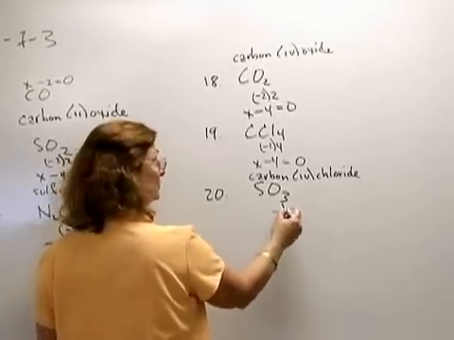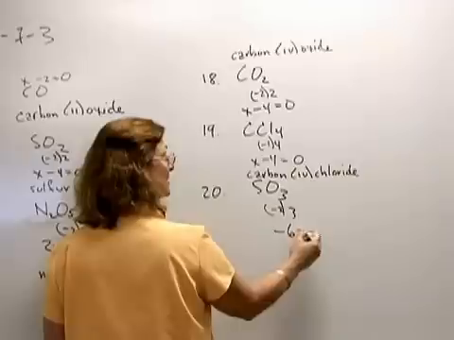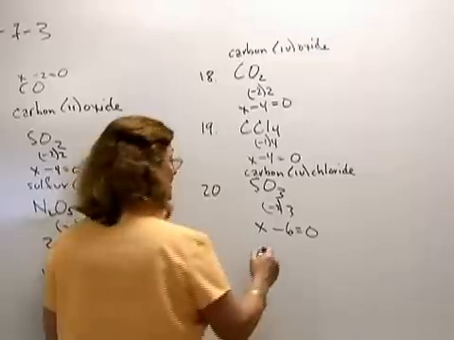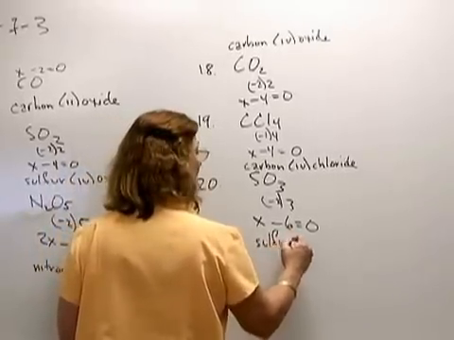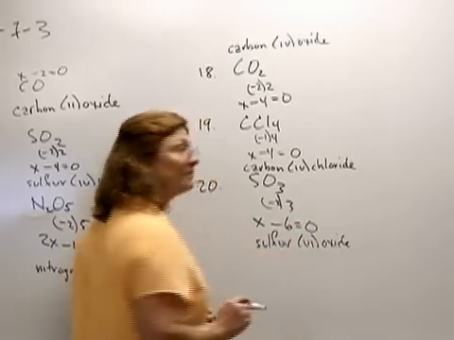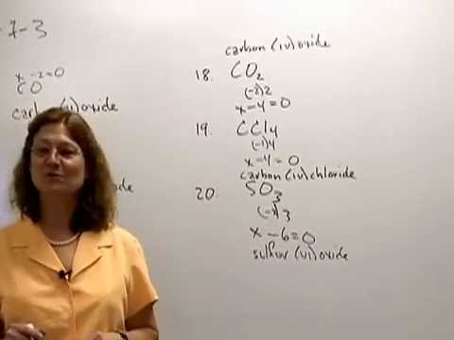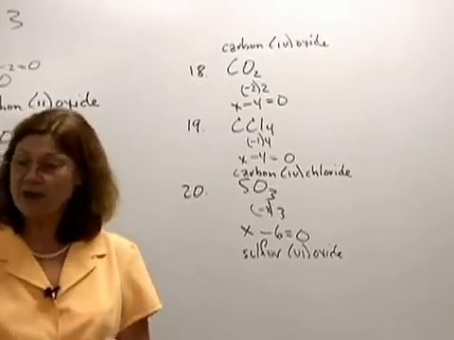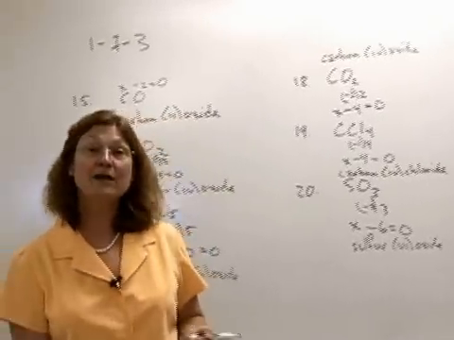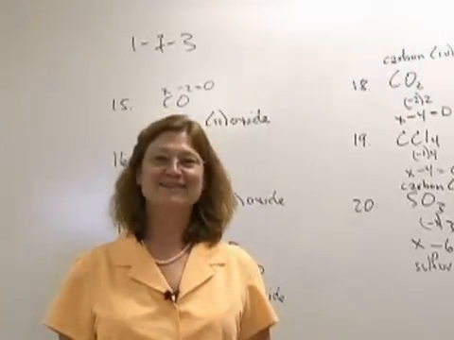Oxygen is -2, times 3 is -6. Compounds are 0, therefore sulfur is +6. Sulfur, Roman numeral 6, oxide. So that's how we do it with the Roman numerals. Now you have a variety of different problems to do with polyatomic ions, and we'll do those next.